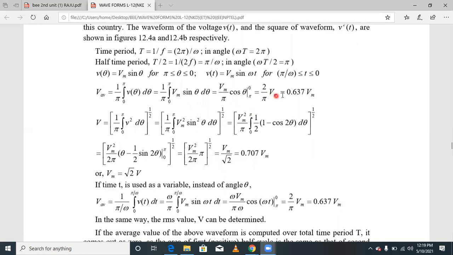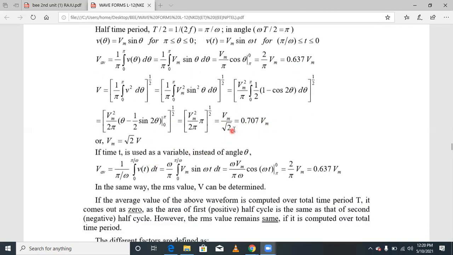If you know the maximum value, substitute directly 2 by pi into Vm, then you will get the average value. If you know the maximum value, then you can easily find the RMS value. V_RMS is equal to 0.707 times Vm. Okay, this is for the average value and RMS value of a sinusoidal waveform.